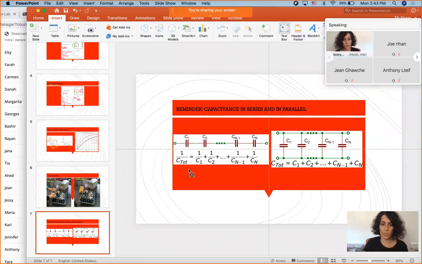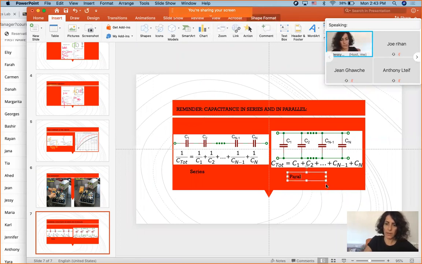So this one is series or parallel? This is a series connection, right? And yes, exactly, Jana. And this is a parallel connection. Okay, so to find tau, you do R times C total.